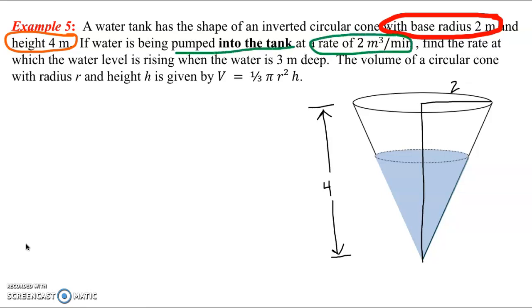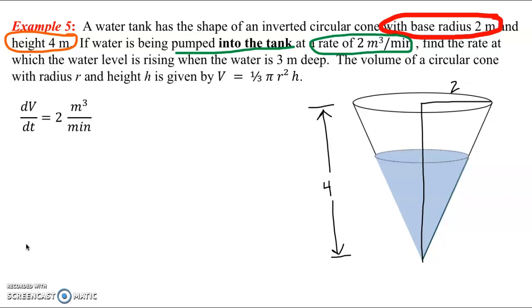Next, it says that the water is being pumped into the tank at a rate of 2 meters cubed per minute. That means water is going into this tank, changing what? Changing the volume of the water. So really what they're giving us here is that the volume of the water is changing by 2 meters cubed per minute. That's a dV/dt.